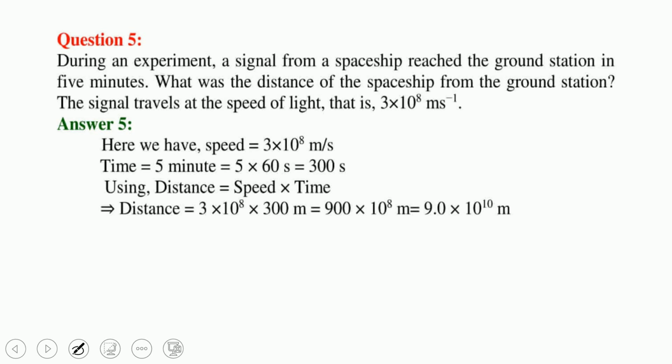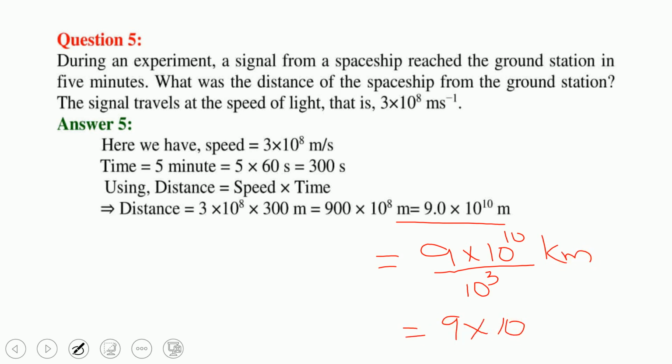Look here. We have the speed 3 into 10 raised to 8 meter per second, and the time is 5 minutes. Using distance is speed into time, the answer is 9 into 10 raised to 10 meter. If you want to convert, you can convert it as 9 into 10 raised to 10 upon 10 raised to 3 kilometer. So it becomes 9 into 10 raised to 7 kilometer. Sure, like this. Fine. I hope you understand it well.